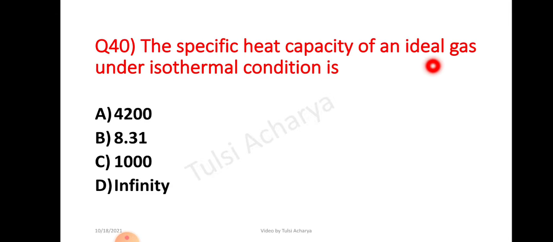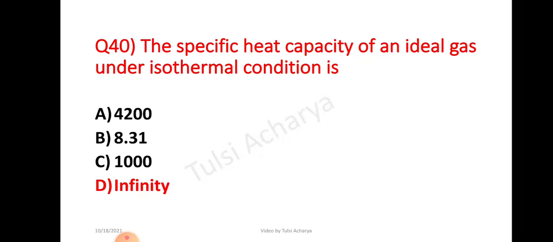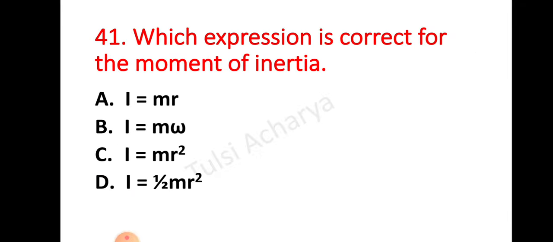The specific heat capacity of an ideal gas under isothermal condition is. Isothermal means change in temperature is 0, and we know this relation C is equal to Q upon m d theta, and change in temperature d theta is 0. That means something upon 0 is equal to infinity. So specific heat capacity of ideal gas under isothermal condition is infinity. That is option choice D. Now let's move to question number 41.